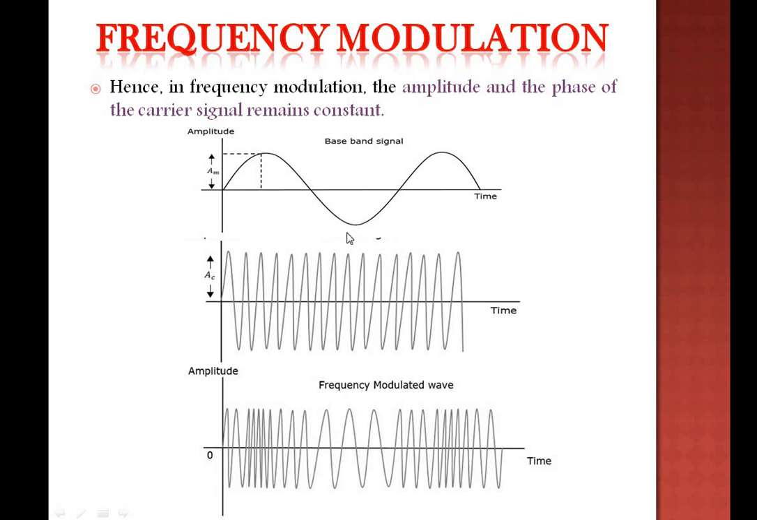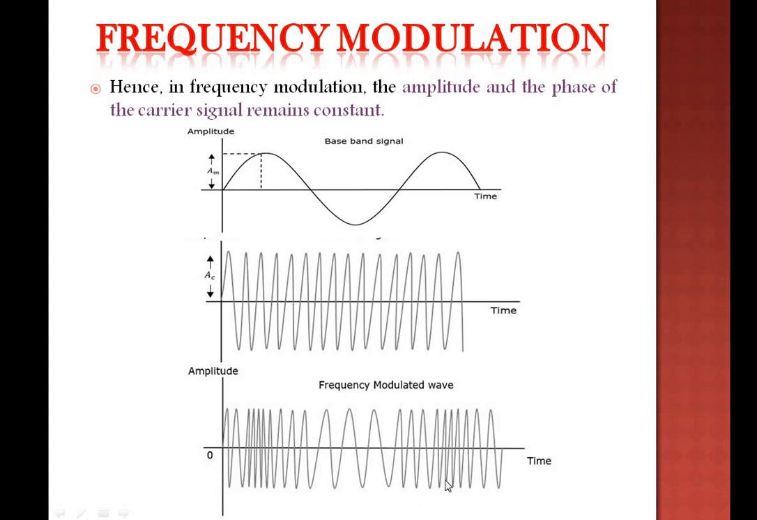Whenever you have the minimum amplitude, or the negative amplitude, what happens? Your frequency will become less. How does your frequency become less? Your time period has increased over here, isn't it? So whenever your time period is increased, your frequency will be decreased. And where the amplitude is maximum, you will have the higher frequency.